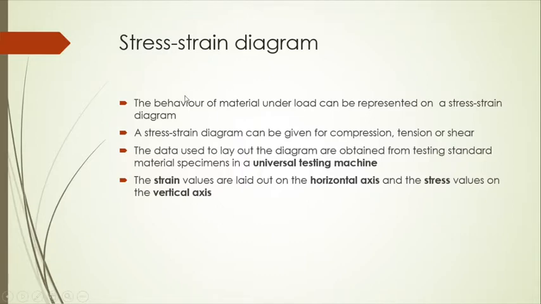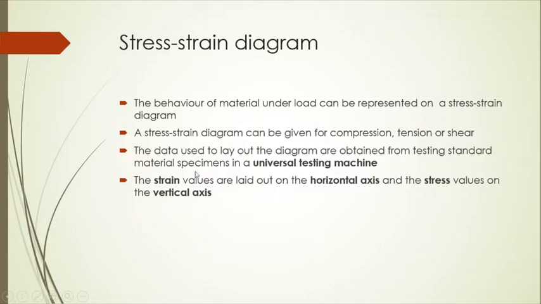The stress strain diagram indicates the behavior of material under load, how the material deforms. The stress strain diagram can be given for compression, tension, or shear. The data used to lay out the diagram are obtained from testing standard material specimens in a universal testing machine. The strain values are laid out on the horizontal axis and the stress on the vertical.